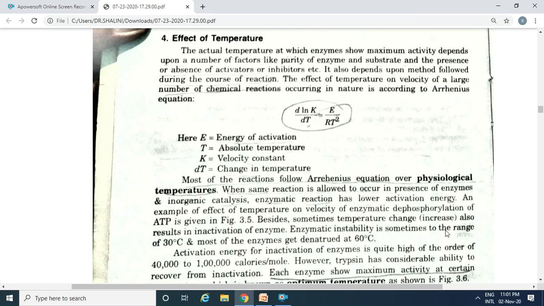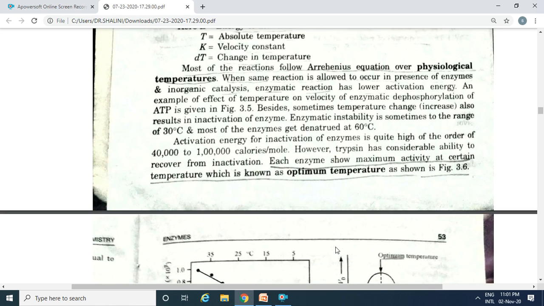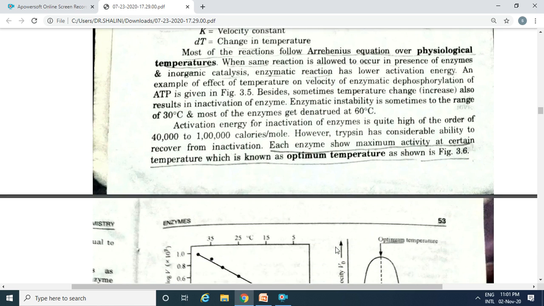Enzymatic instability sometimes appears in the range of 30 degrees centigrade, and most of the enzymes get denatured at 60 degrees centigrade. Activation energy for the inactivation of enzymes is quite high, of the order of 40,000 to 1 million calories, 1 lakh calories per mole. However, trypsin has considerable ability to recover from inactivation.